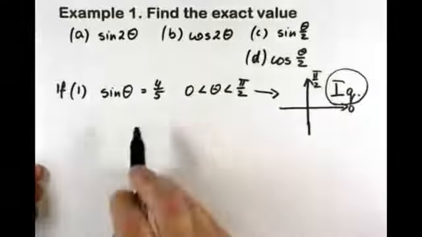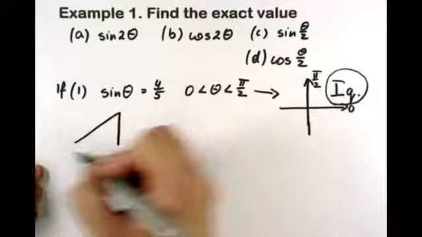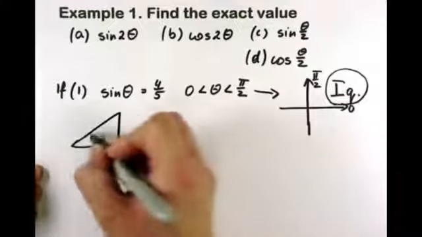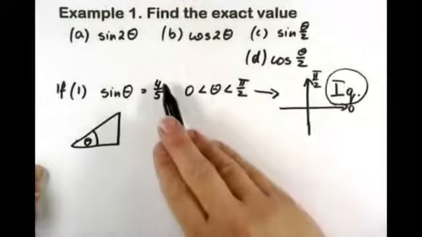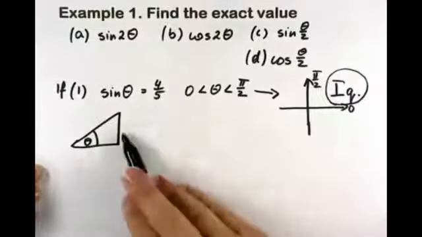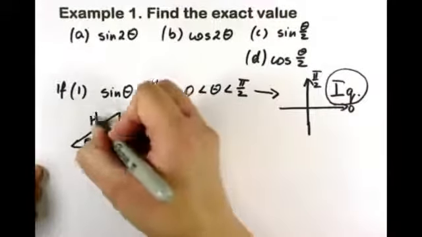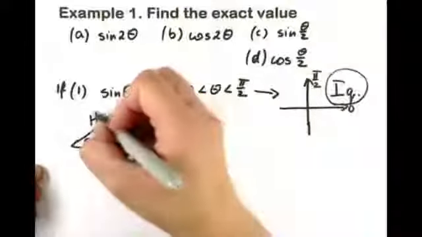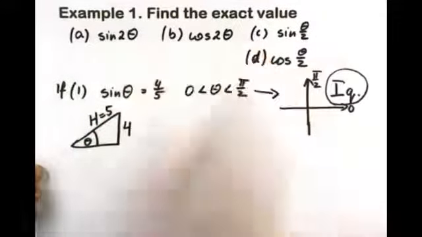Okay, then for sine 2 theta, I would need cosine. So I'm gonna draw the triangle to find the value of cos. I put theta. We know that sine is opposite over hypotenuse. So this one is 4, this one is 5, the hypotenuse. It's opposite over hypotenuse.